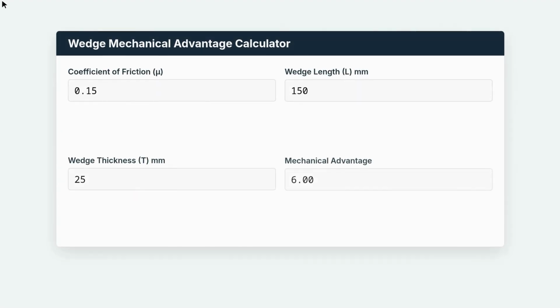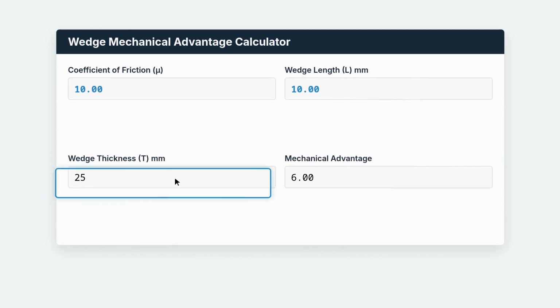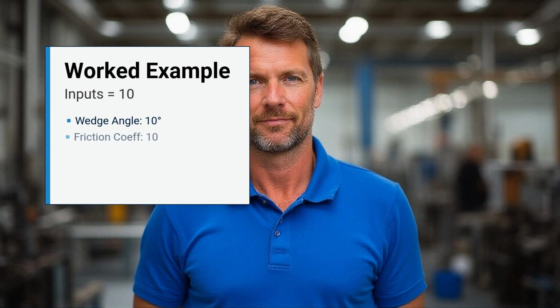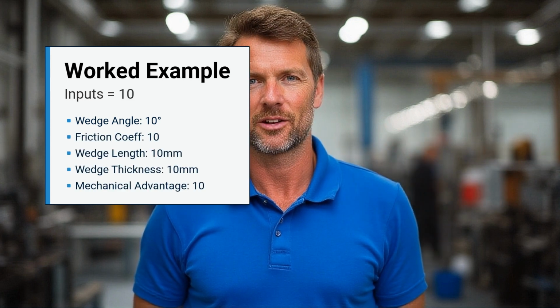Let me walk through an example. I'm entering 10 for all inputs. 10 newtons for input force, 10 newtons for output force, 10 degrees for wedge angle, 10 for coefficient of friction, 10 millimeters for both wedge length and thickness, and 10 for mechanical advantage.